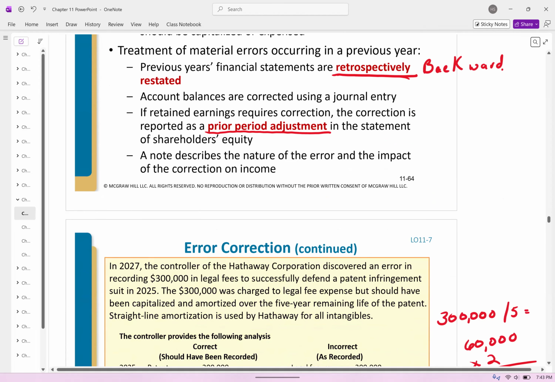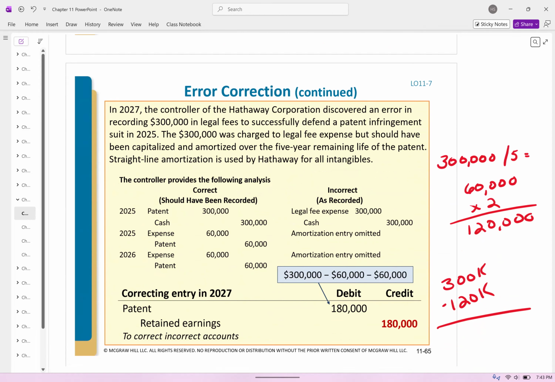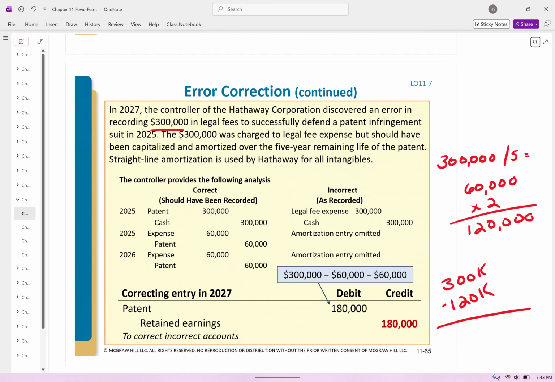And the example they give us right here is they had a patent. They discovered an error when they successfully defended their patent, and that is capitalized. If you go to court over your patent and you successfully defend that patent, then you get to capitalize that amount because basically they said your patent is still in control and these are the fees that you get to add into it. They expensed it to legal fee expense, but it should have been capitalized and amortized over 5 years remaining life. We found it 2 years later.